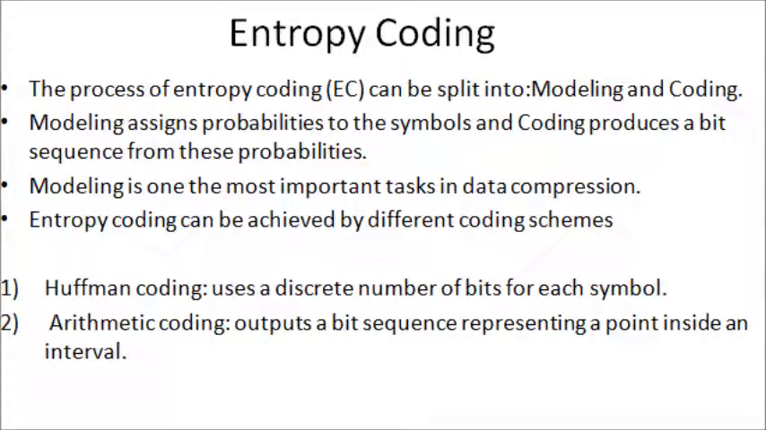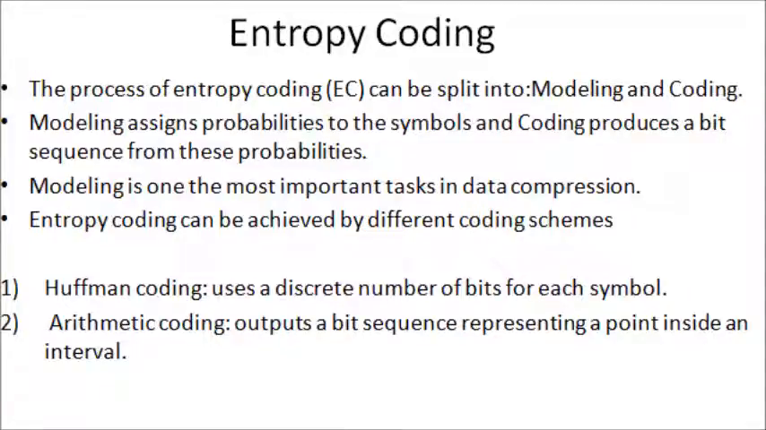Entropy coding is used for lossless data compression, where the process can be divided into modeling and coding. Modeling assigns probabilities to the symbols, whereas coding produces a bit sequence from these probabilities. The two very common entropy coding schemes are Huffman coding and arithmetic coding. The scheme that uses a discrete number of bits for each symbol is Huffman coding. A different approach is arithmetic coding, which outputs a bit sequence representing a point inside an interval.